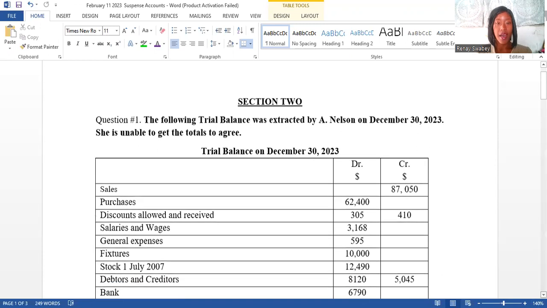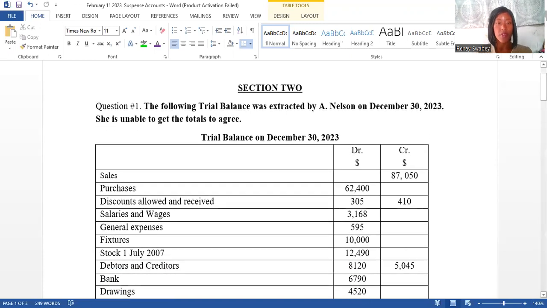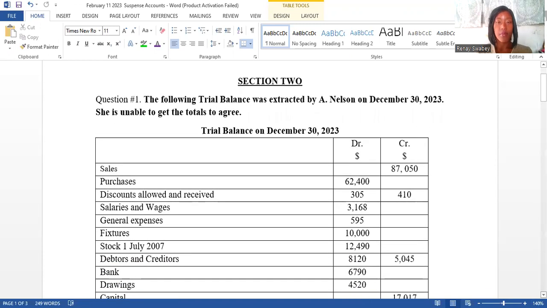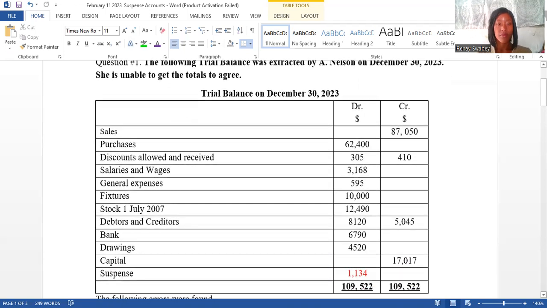All right, so here we have our question. First question says, the following trial balance was extracted by A. Nelson on the 30th December 2023. She is unable to get the totals to agree. So this is the incorrect trial balance. This is the one that has not been balanced. Trying to scroll down. All right, good.